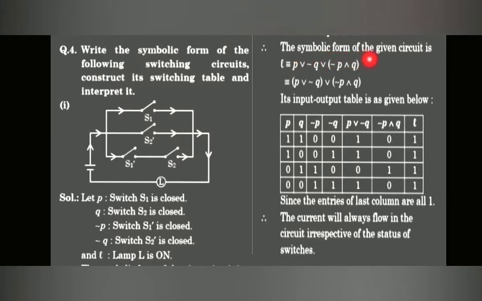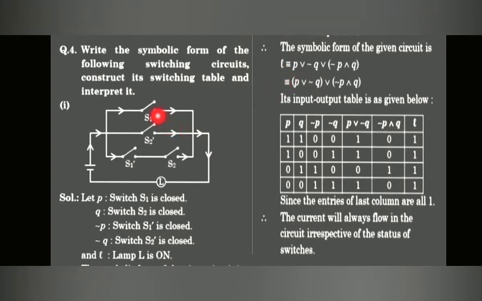Then the symbolic form of the given circuit is L is equivalent to. L means the lamp is on. The lamp is on when these statements hold, then this statement is equivalent to L. L means the lamp is on when the switches are in this condition, then we say it is equivalent to L.